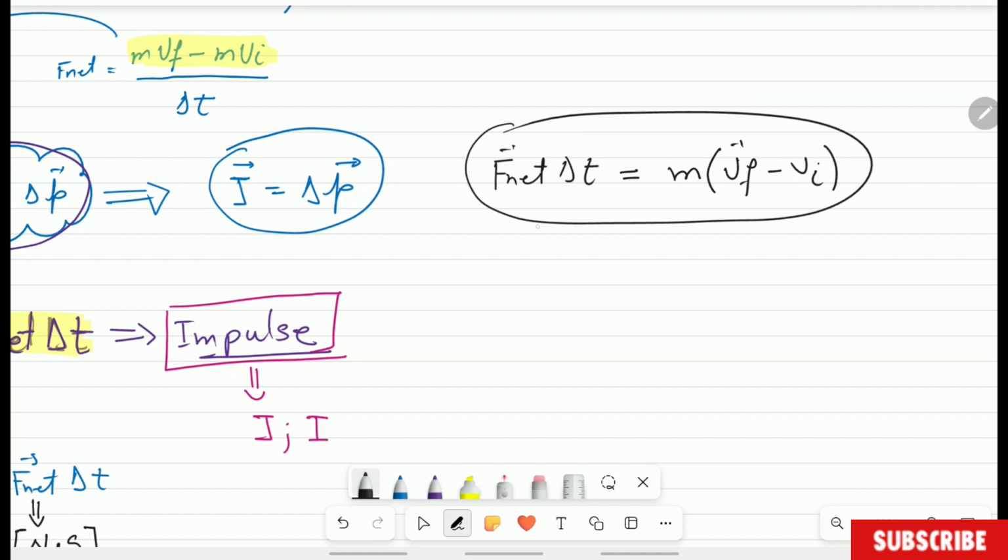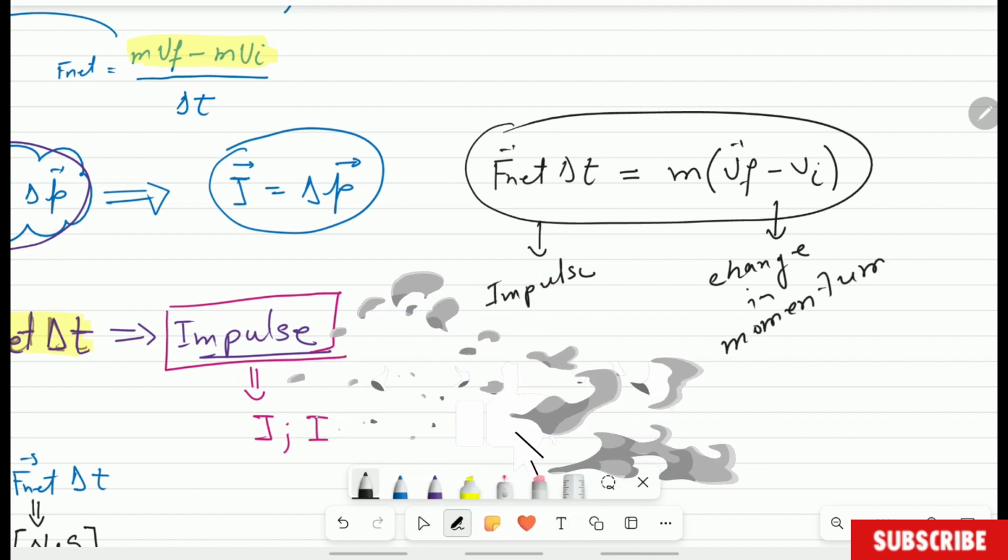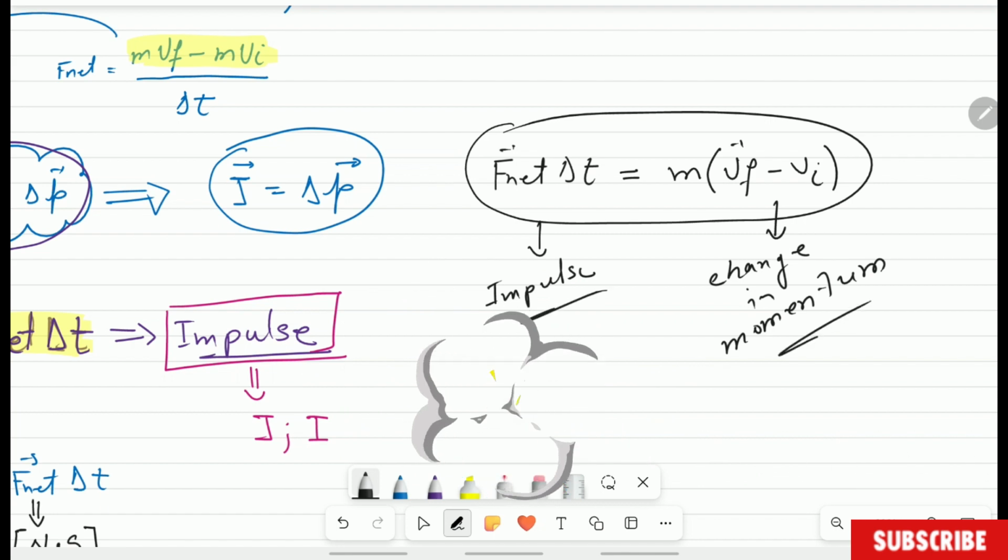You see? So we end up that we can use this formula in that specific way. All right? This one is impulse. This one is impulse. And this one is change in momentum. There we go. That is called impulse momentum theorem. Guys, any question up until here?